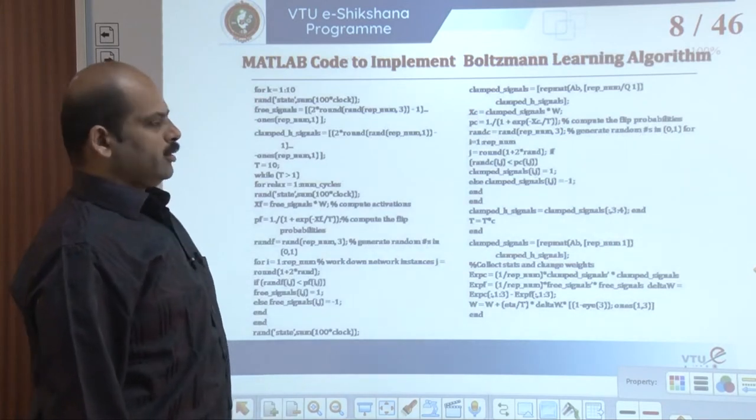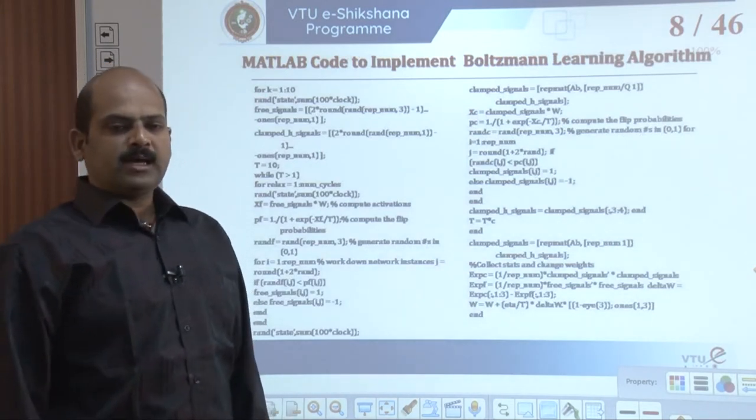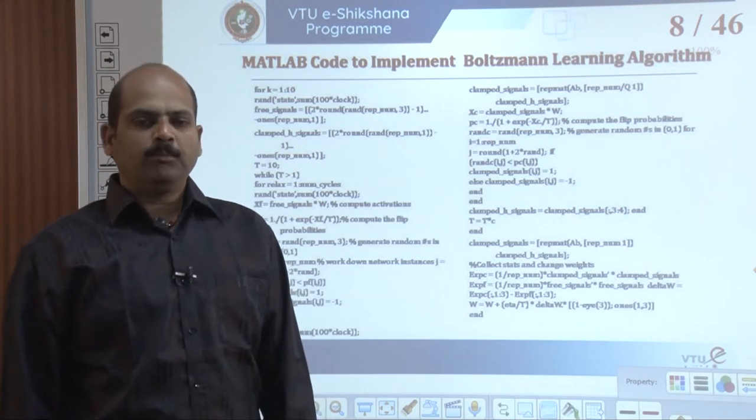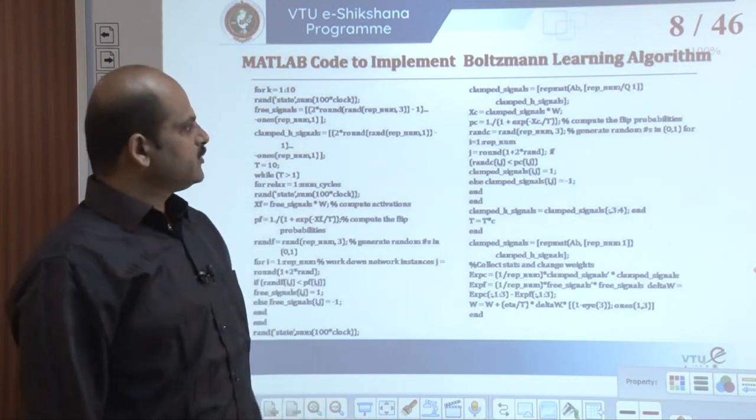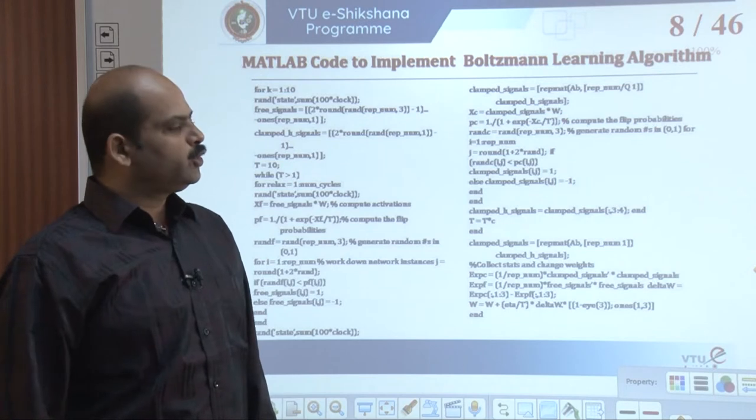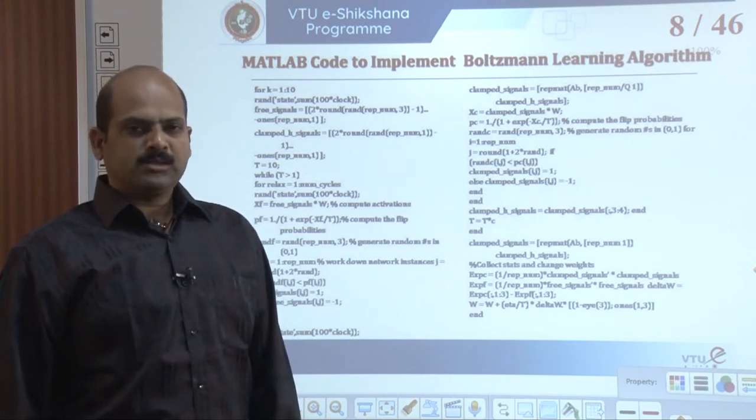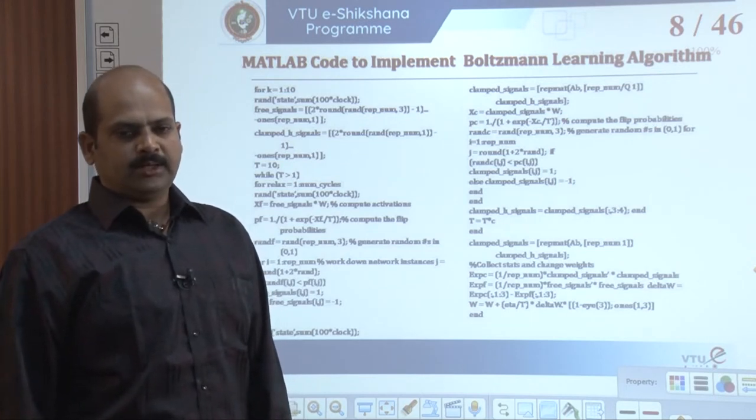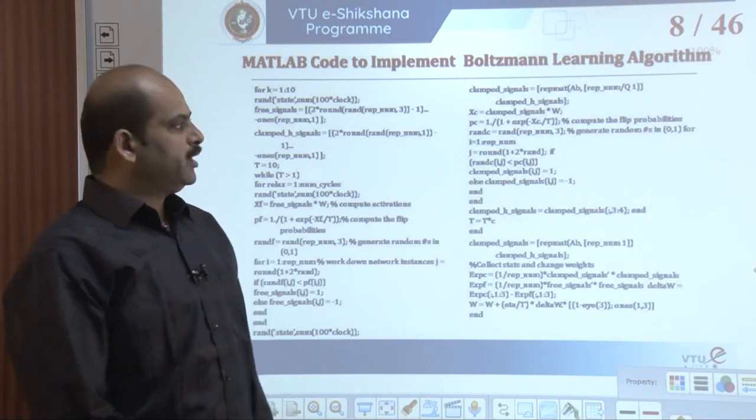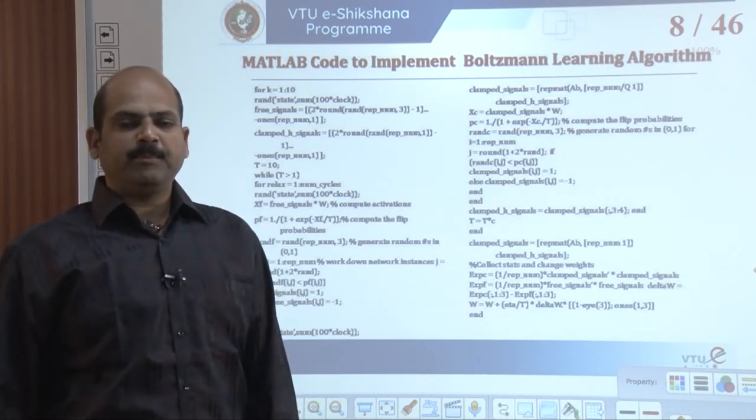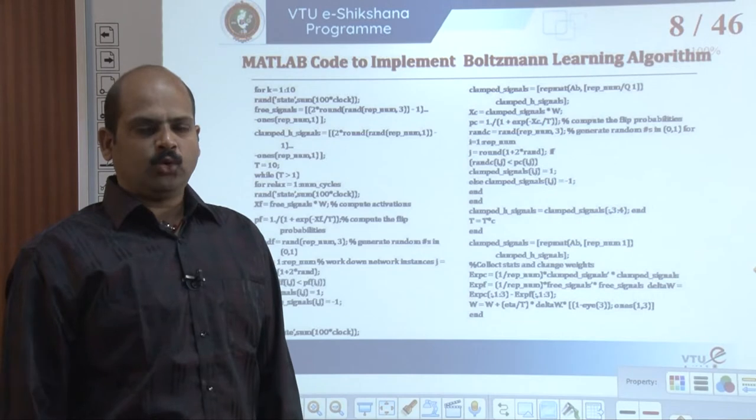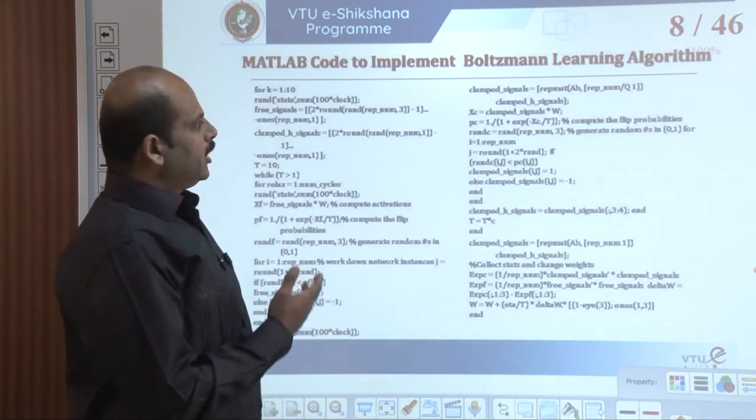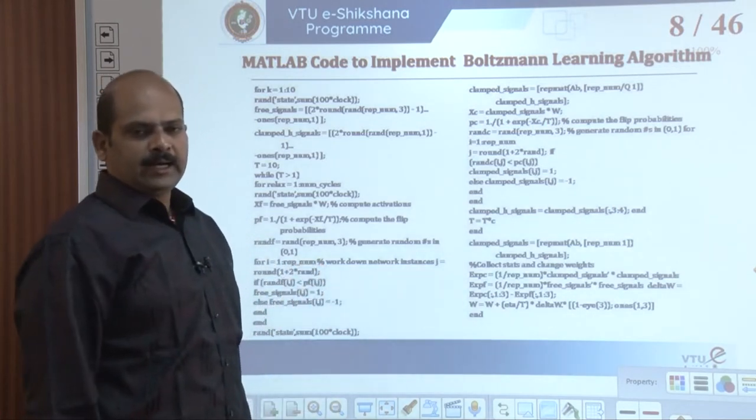Moving on to the next topic, which is called MATLAB code for Boltzmann learning. As we are already aware, we are going to do the MATLAB simulation for this. The code given here provides the main loop of the MATLAB code to implement this Boltzmann learning algorithm.